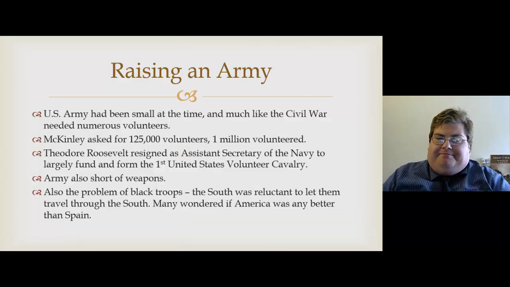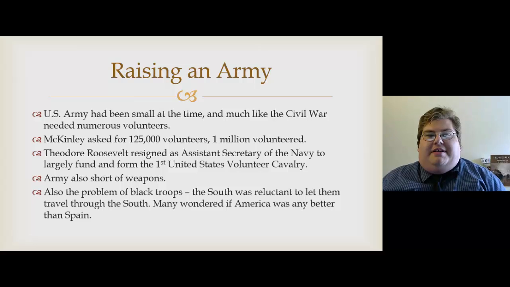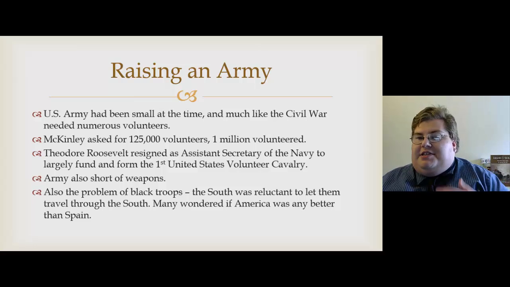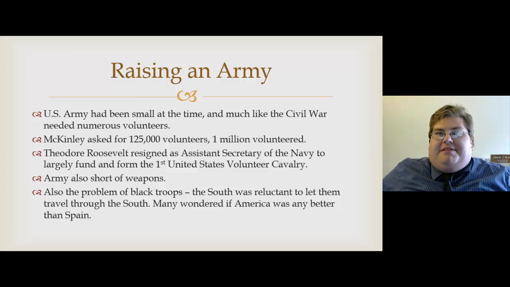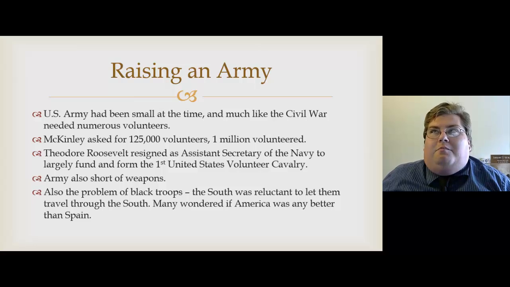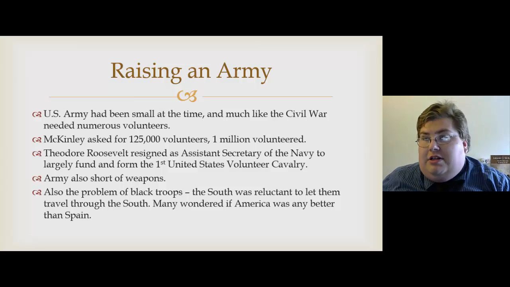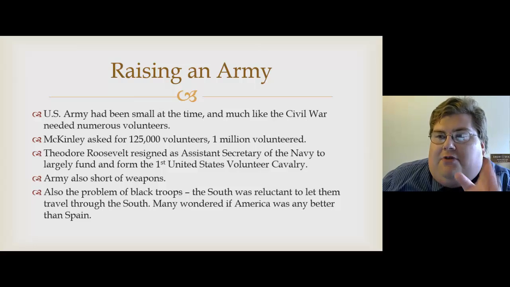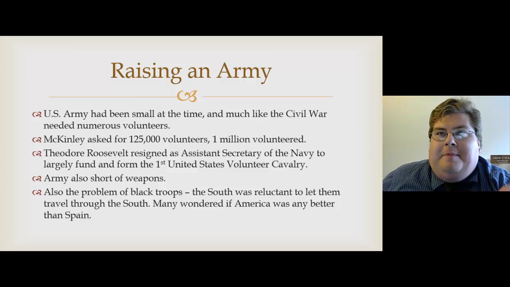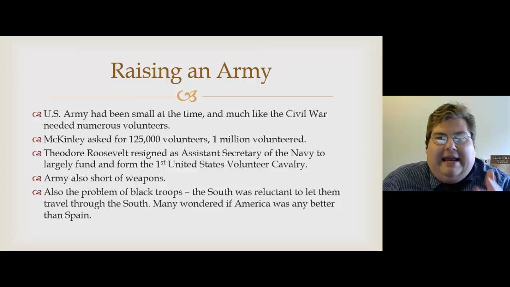Now, if we look at the Army, and I need to blow through some of this, what we're going to see is, it relies on a volunteer system, not unlike the Civil War. And so McKinley asks for 125,000 volunteers. We're going to see 1 million will actually volunteer, including around 300,000 Civil War veterans. Now think about that for a second. 300,000 Civil War veterans. This is 1898. Let's say you are 18 in 1865 when the war ends.